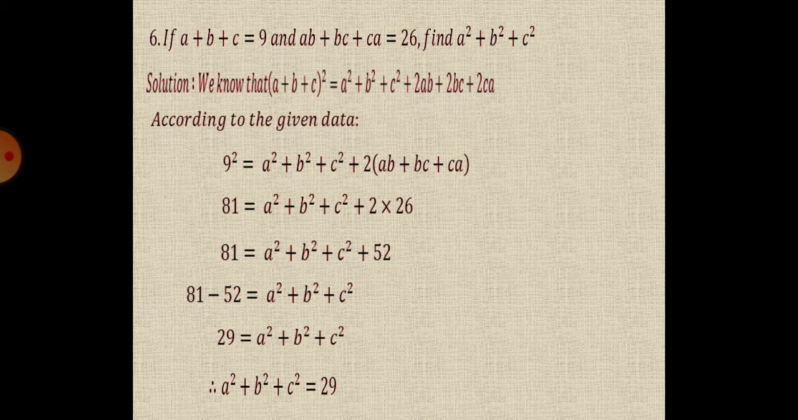9 square becomes 81. So 81 is equal to a square plus b square plus c square plus 52. When 52 is transposed to LHS, it becomes 81 minus 52. So a square plus b square plus c square is equal to 29.